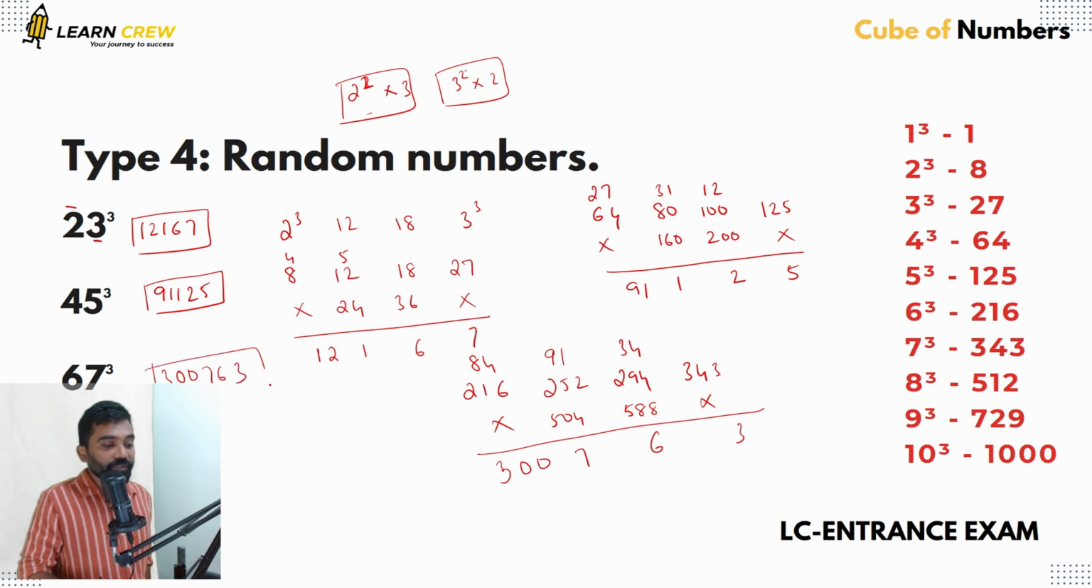Even the biggest numbers becomes very easy when you do this type of method. Okay, so these are the 4 different types under your cubes. Type 1 starting with 1, type 2 ending with 1, type 3 repeating numbers, type 4 where you have random numbers. Okay, so these are the different types. Keep on practicing in order to get more idea about it.